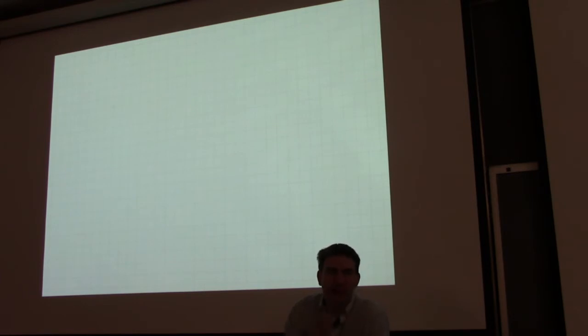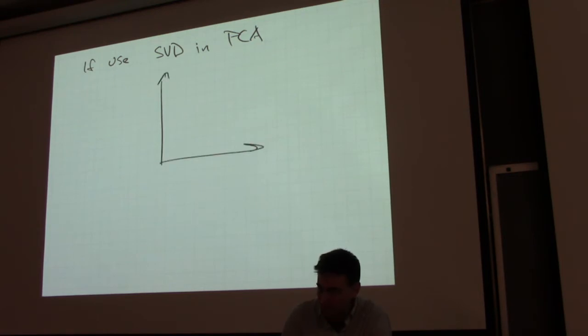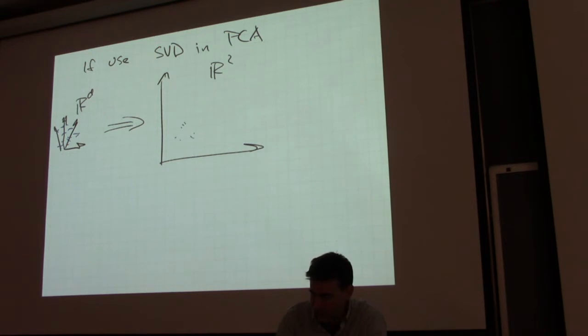So if I use the SVD inside, say, PCA, what I end up doing is I take high-dimensional data, so I have data here that's in R^d, and I map it down to, say, R^2, and so then I can draw this picture. It was hard to understand what's going on; I can't draw it in the original space. Now I can draw it over here, and maybe I see that there are some clusters.